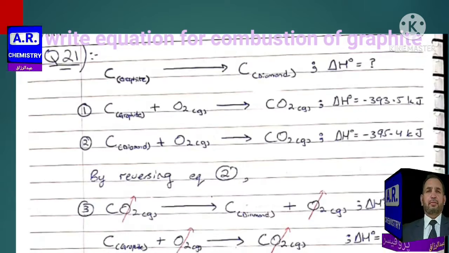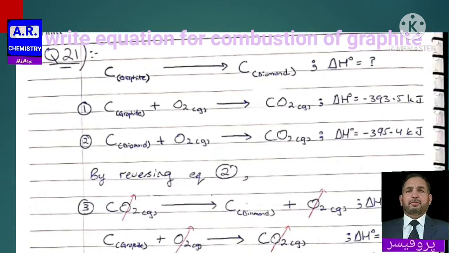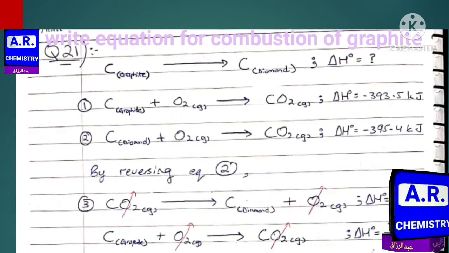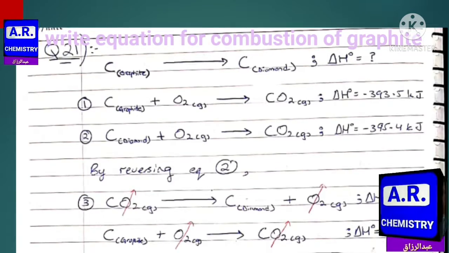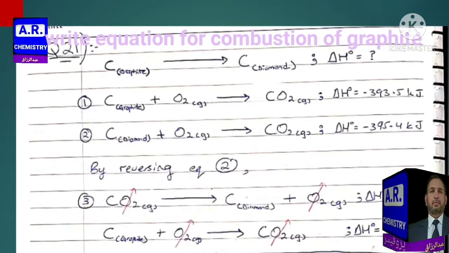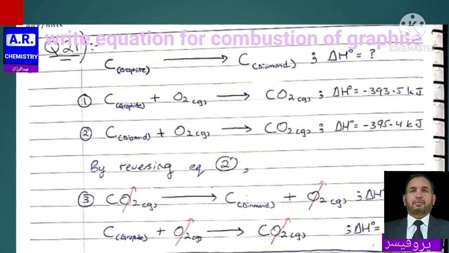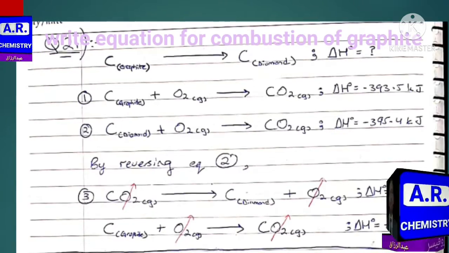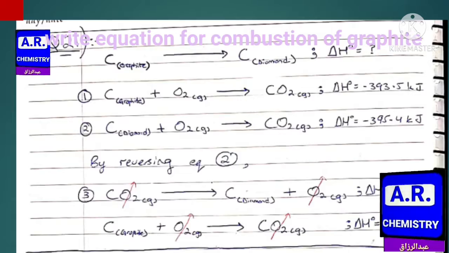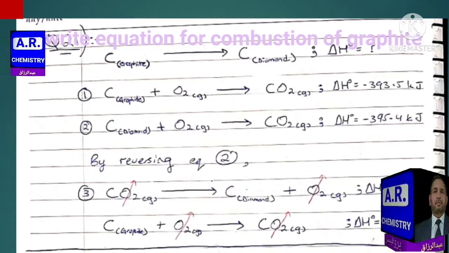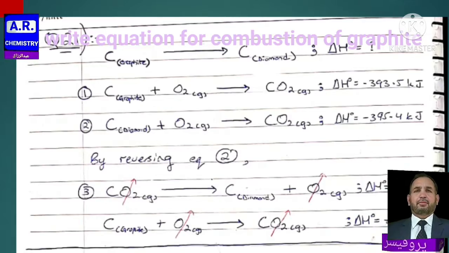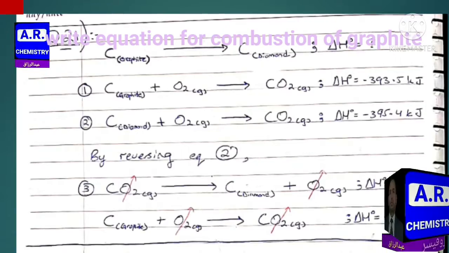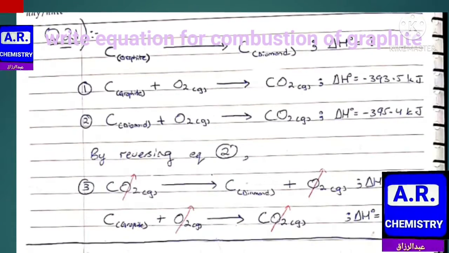So in equation 1, write at the left hand side as reactants carbon graphite plus O2 gas, and after arrow carbon dioxide, that is also a gas, and after semicolon you have enthalpy of combustion under standard state, that is delta H naught C, and its value would be minus 393.5 kilojoules. So this is the equation which you have written time and again during thermochemistry problems.